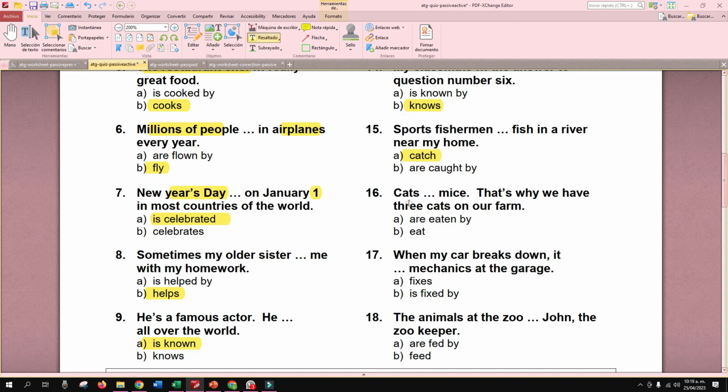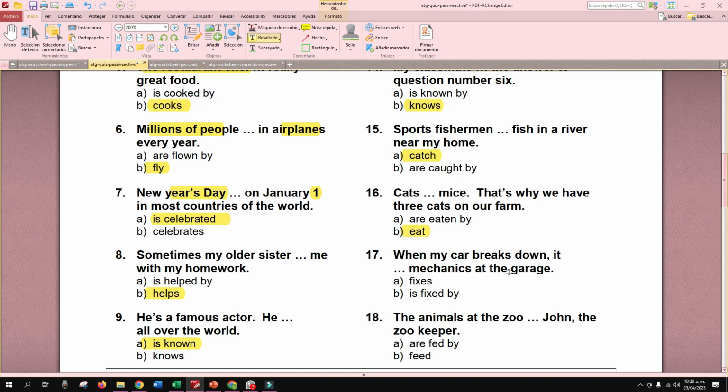16. Cats eat mice. That's why we have 3 cats on our farm. Are eaten by, or eat? Cats eat mice. That's good, right? If it were mice are eaten by cats, that would be great too, but in this case, you have cats eat mice, right? Excellent.